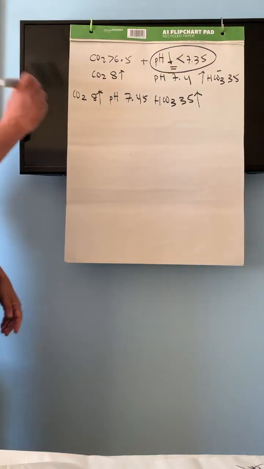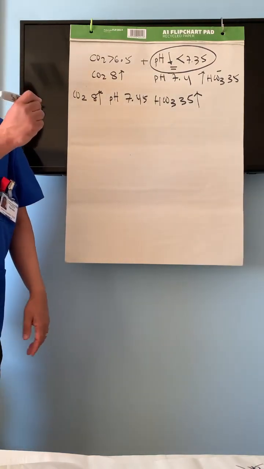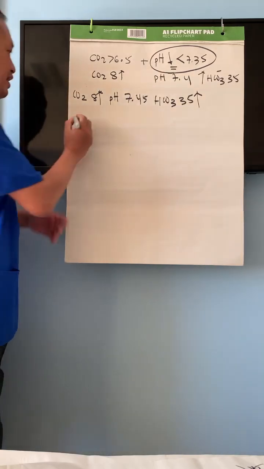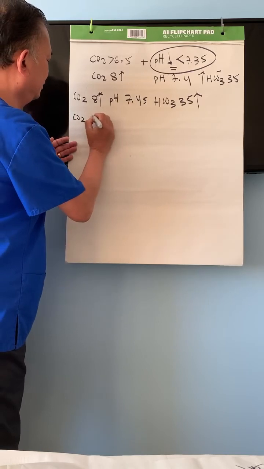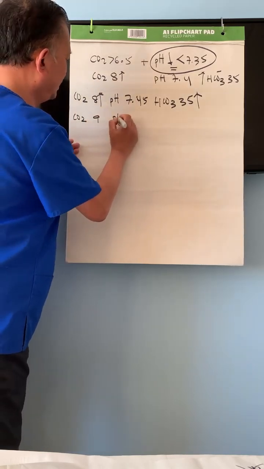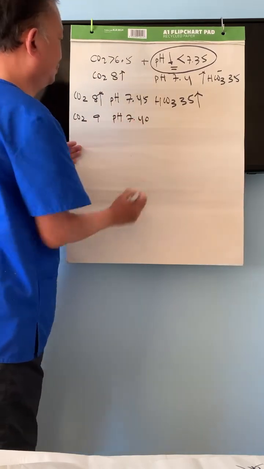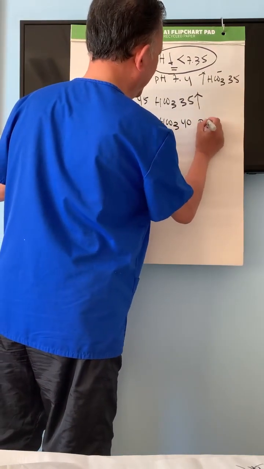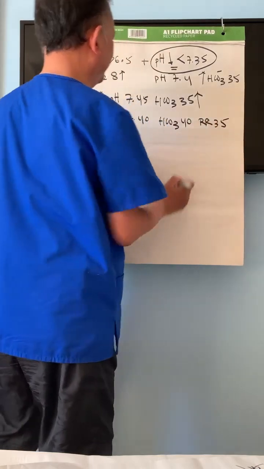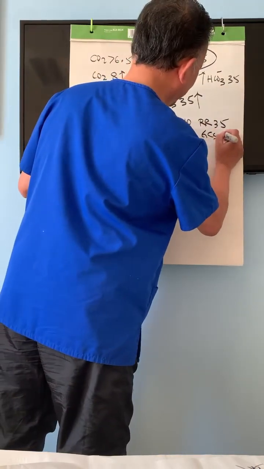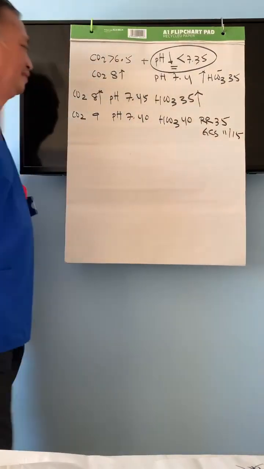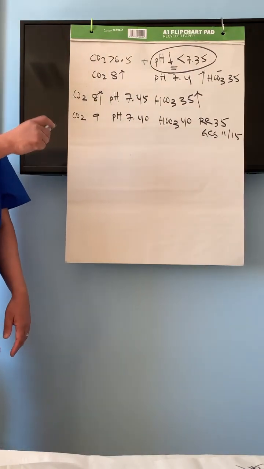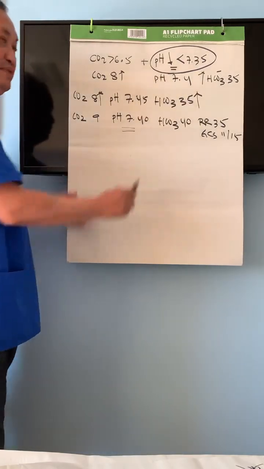Two hours later, the patient looks much more unwell, more tachypnoeic, and more drowsy. You repeat the ABG and CO2 has become 9, pH 7.40, bicarbonate 40. Respiratory rate 35. GCS 11 out of 15. Sometimes we may start NIV, and that's fine, even with the normal pH.